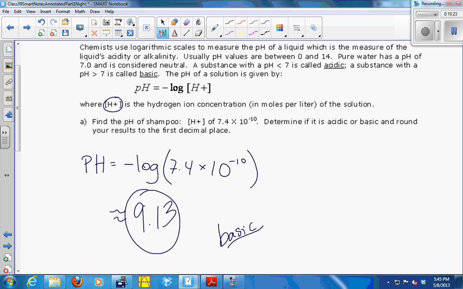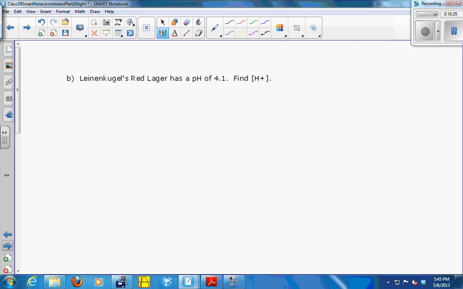And then what if I give you the pH and you want to know the hydrogen ion concentration? You guys try to do that one. All right, so if I write down the formula, pH is negative log concentration of hydrogen ions. And I know the pH, so I put in a 4.1 here.